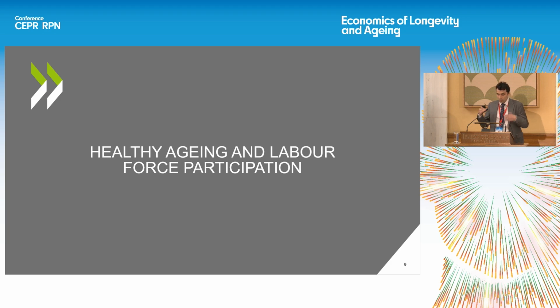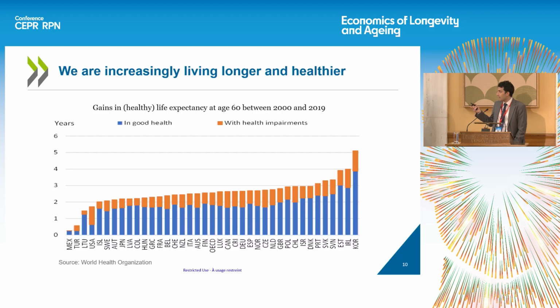And here, what I want to do in the next couple of slides is try to understand how much of an effect on GDP per capita these potential gains could have, and how much they would mitigate the pure compositional costs of aging. So of course, the motivation for that is that we are increasingly living longer and healthier.